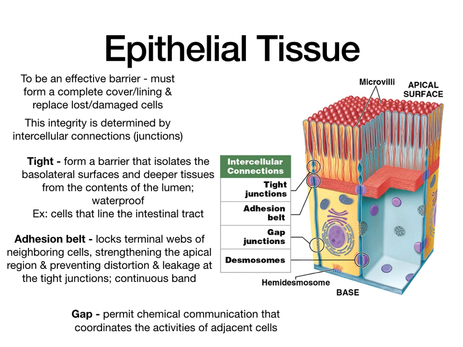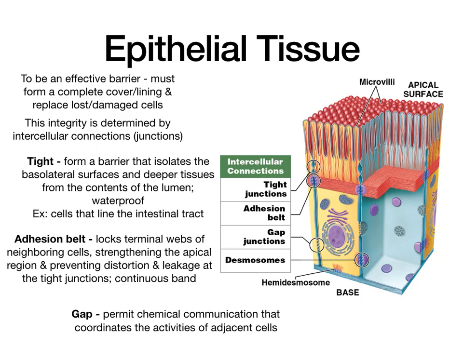And then we have adhesion belts. These are locks that are terminal webs of neighboring cells. They strengthen the apical region and prevent distortion and leakage at the tight junction. They are a continuous band. So when I think of an adhesion belt, I think of a belt. What is a belt's job when we put it on our body? It's to keep our pants up, to keep everything tight in there, so make sure our pants don't fall down.